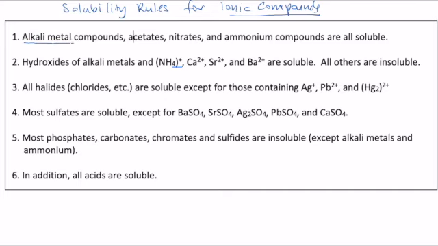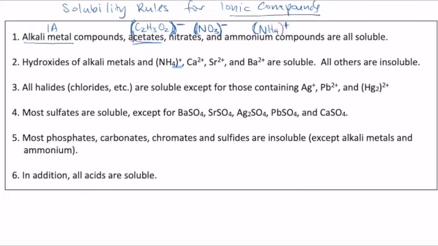An alkali metal compound. This means that it is in family 1A. So family 1A compounds like Na or K, sodium and potassium, are elements in family 1A. Acetates. An acetate is the polyatomic ion C2H3O2 negative. So when you have this polyatomic ion present, that's acetate. The nitrate is the polyatomic ion NO3 minus. And ammonium is the polyatomic ion NH4 plus.